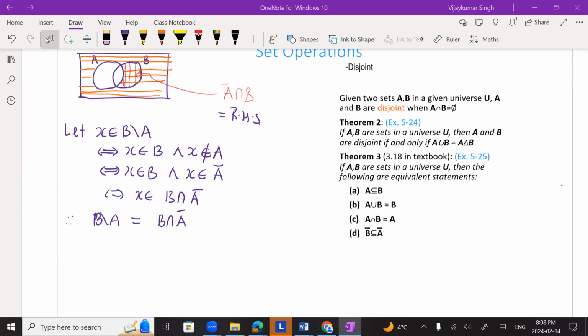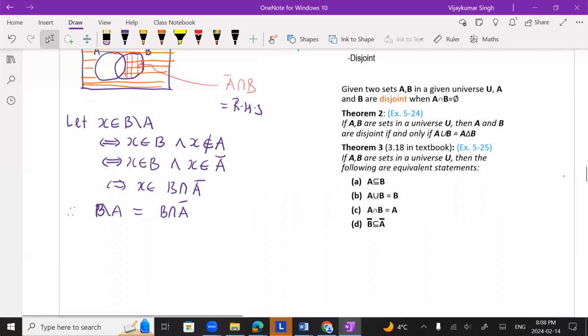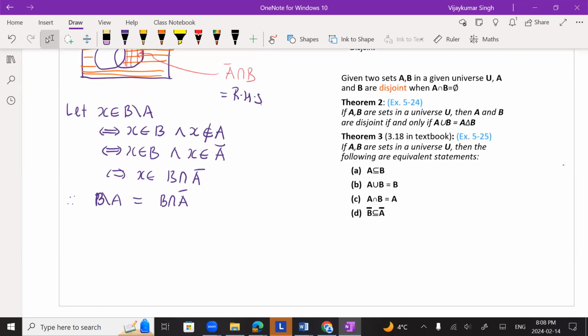All right. Now we have the following theorem. Let's try to prove it. Theorem two: if A and B are in universe U, then A and B are disjoint if and only if A union B is A delta B. So first of all, we should start by thinking, what is given to us? We can say A and B are disjoint. That means what? So, proof of theorem two.